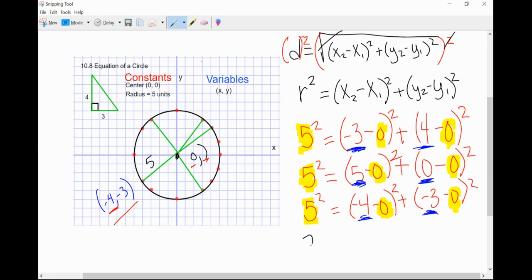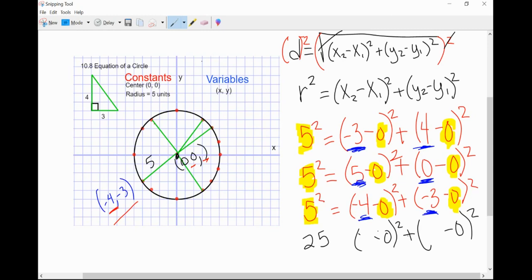So 5 squared is equal to 25. That's going to be 25 no matter where I am on the circle. What else stays constant? Well, our 0, 0, our center, is still going to be 0, 0 no matter where we go. So I'm going to have 0 here, minus 0 there, squared, and minus 0 here, squared.